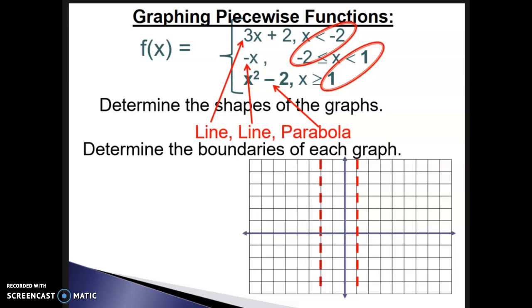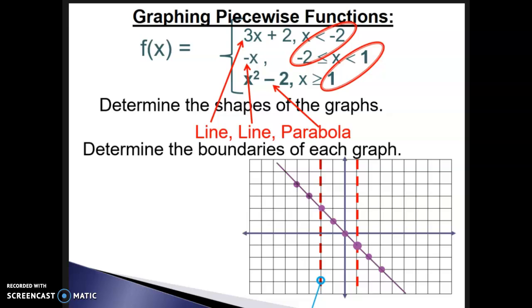And now let's graph that first line. Okay, that first line gets graphed. It has a y-intercept of +2 with a slope of 3 over 1. And so here's our line. But remember, we only need it where x is less than -2. So we're going to cut off that piece. Notice also that we changed that point to be an open point because it's less than -2, not equal to.